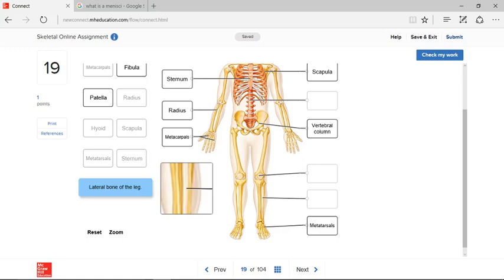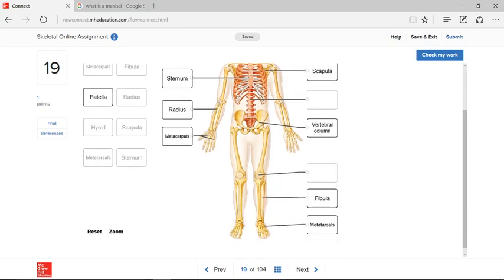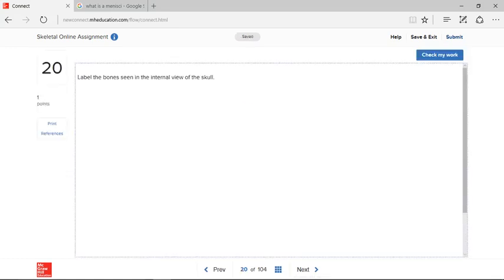We got the fibula, the lateral bone of the leg. That is the fibula. Patella is the knee right there, the kneecap. And then the backbone, the hip bone is right up here. Alright, that looks like it's pretty good.